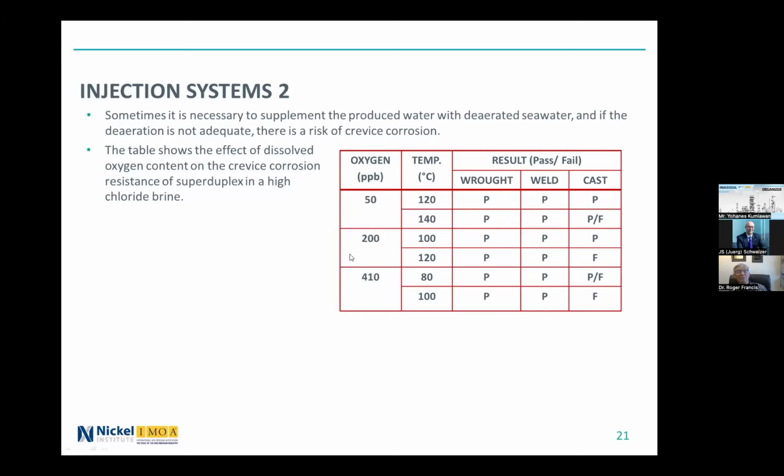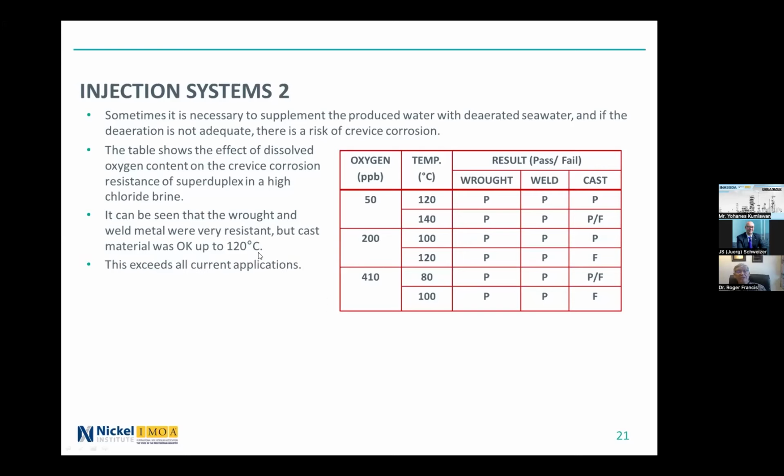The problem was with the cast material, and cast material was okay up to 120 with 50 ppb, and even up to 100 C with 200 ppb, which, 200 ppb is not common. As I said, 50 is a typical value, and some platforms with good water treatment can get it down as low as 20. Now, at 120 C, you've exceeded all current applications. To the best of my knowledge, the maximum injection temperature currently is about 70-75 degrees C. So we're well away from any limits.